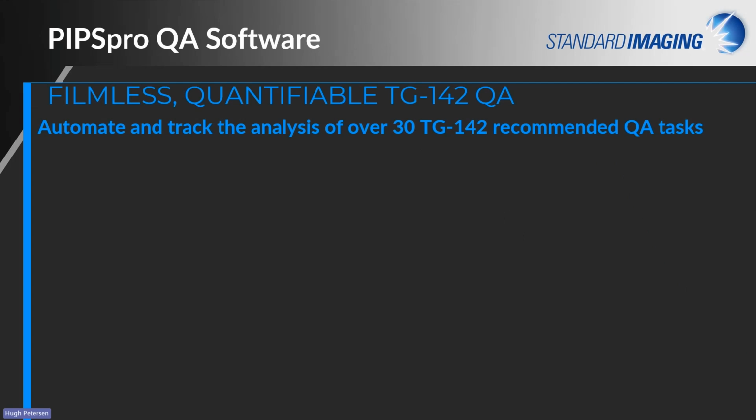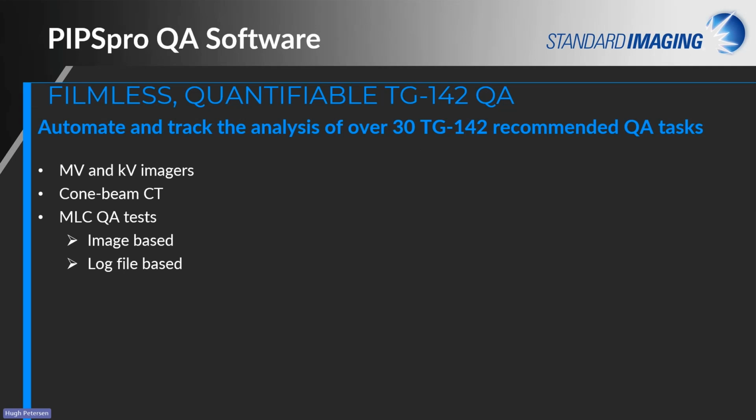Talking about PIPSpro, our QA software. Again, it's a filmless and quantifiable TG142 QA solution. It allows you to automate and track the analysis of over 30 TG142 recommended tasks. Those tasks include the MV imagers and the cone beam CT, so not only the 2D imagers for MV and KV, but also the 3D cone beam capabilities of your LINAC.